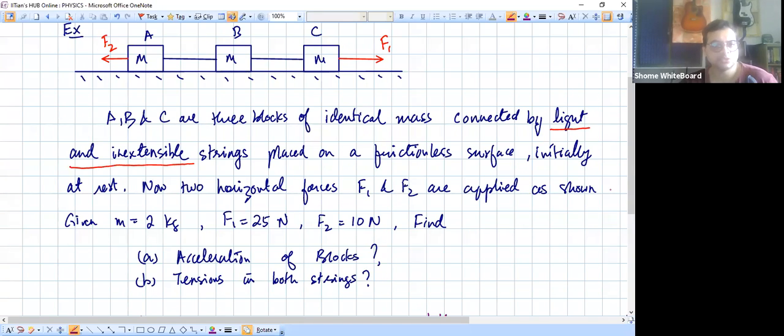Each of the masses is 2 kg, okay? And the forces are 25 and 10. So how much will be the acceleration?